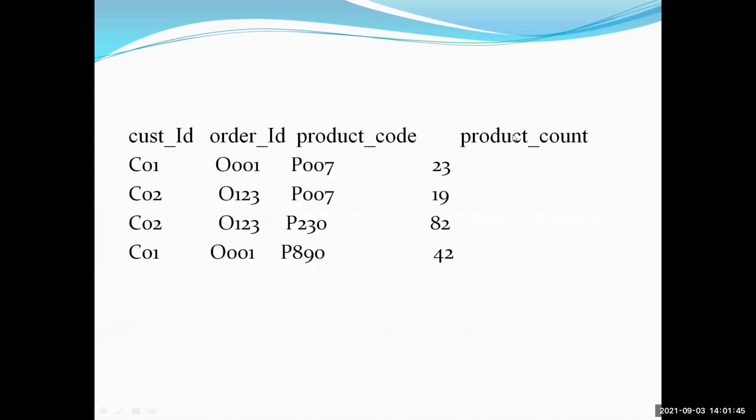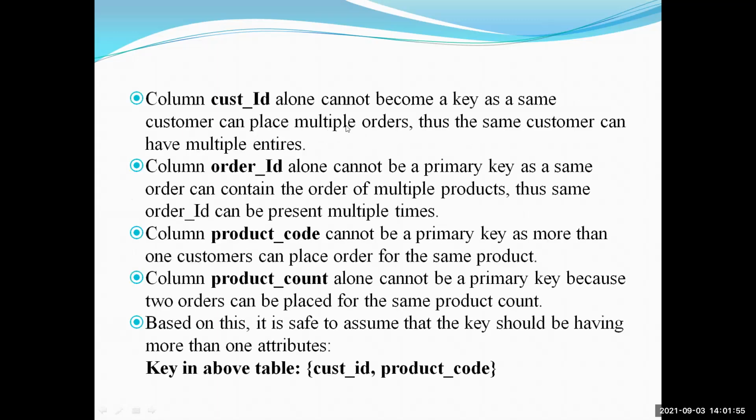order ID, product code, and product count, all of these things are there. So your customer, either these are some explanation, just go through it very simple. Your column customer ID alone cannot become a key, as the same customer can place multiple orders, as the same customer can have multiple entries. Order ID alone cannot become the primary key. So what is happening here? Composite key is being discussed.